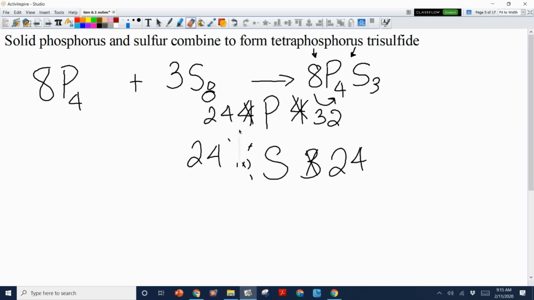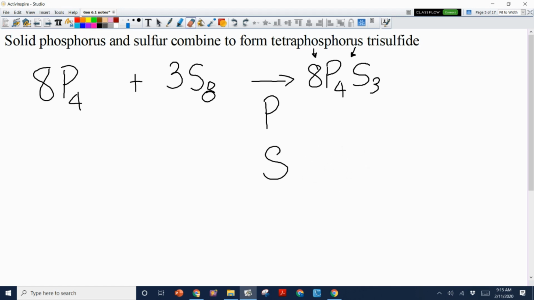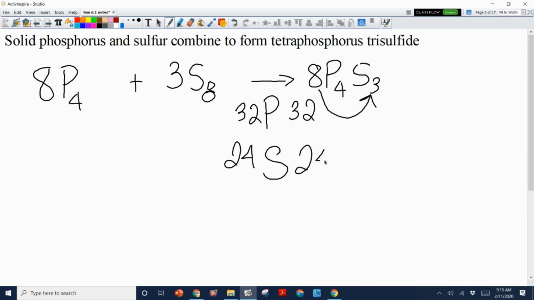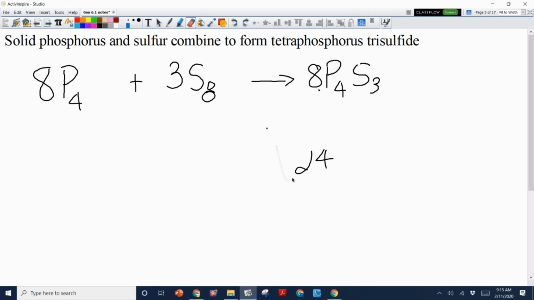All right, so I'm going to go back and check my work just to make sure everything checks out here. So 8 times 4 is 32. 8 times 4 is 32. Okay. 3 times 8 is 24. 8 times 3 is 24. All right, so that checks out. It's the same on both sides. So my balanced chemical equation for this is 8 P4s plus 3 S8s yields 8 P4S3s.